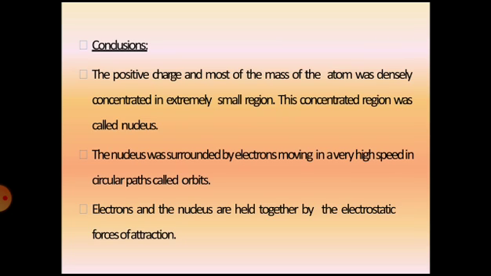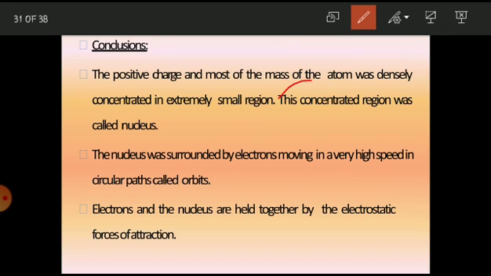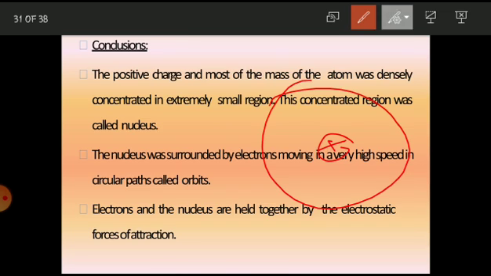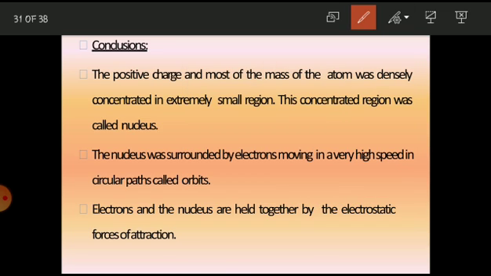Okay, next, conclusion. We can say that the positive charge and most of the mass of the atom was densely concentrated in an extremely small region. This concentrated region was called the nucleus, because alpha particles also have some mass, and they strike the positive charge. So the positive charge and most of the mass of the atom was densely concentrated in an extremely small region. This concentrated region was called the nucleus. So the region of positive charge present in a small region in the atom, what do we call that region? Nucleus. So here the word nucleus is mentioned.